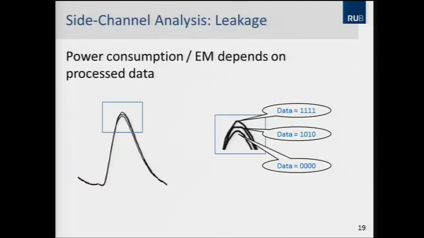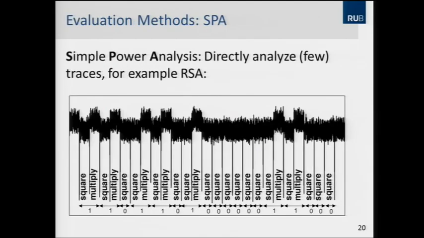This again shows what I also explained. Depending on the data you process, the power consumption varies a tiny bit. This is 1 clock cycle of an ATmega here, and depending on whether all bits are set to 1 or all are set to 0, you have a different power consumption. This is an example for RSA, where you can directly read off the key, which was actually the first instance of a side channel attack.